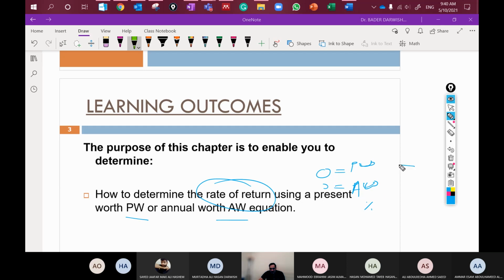I would rather use present worth. Why? Because we're using a cash button. It's easier to have the cash button. The cash button will help me a lot. We have a function there, and it has all the data there is, including the present worth. At the end of the day, it depends on the discretion of the student himself.